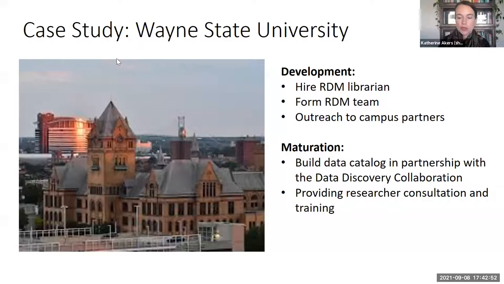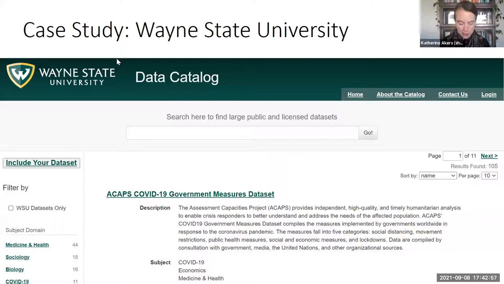Again, this data catalog does not store any data files. Instead, it's just a catalog of records describing available data sets. This is a government data set that I'm showing here. If someone is interested in using that, they could click on this link, read about the data set, what's in the data set, what file types, how big it is, and then click a link that will take them to an external website where that data set can be downloaded.